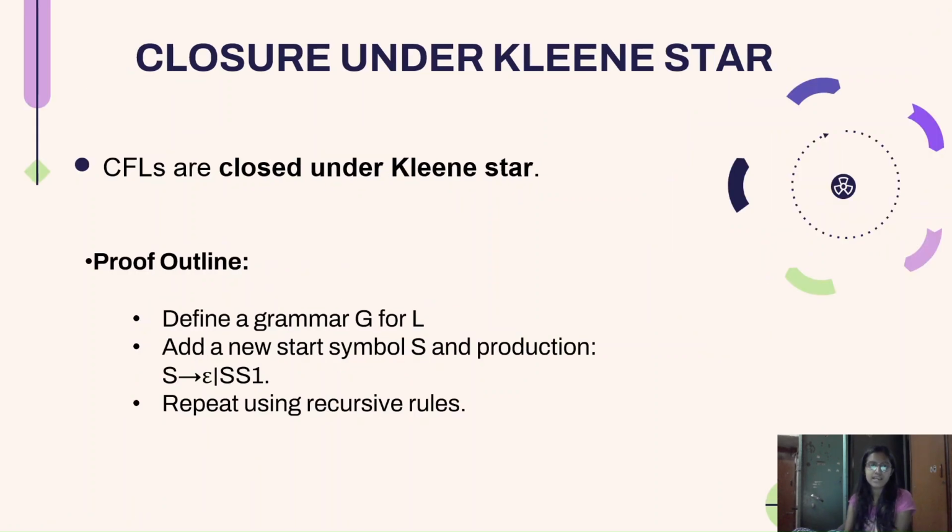Closure under the Kleene star. To prove that CFLs are closed under the Kleene star, we need to define a grammar G for the language L, wherein we will be adding a new start symbol S, and the production will be S gives epsilon or S S1, wherein epsilon is just the null string or the null symbol which shows that the context-free language has null inputs. So when we repeat these steps using recursive rules, we can prove that CFLs are closed under Kleene star.